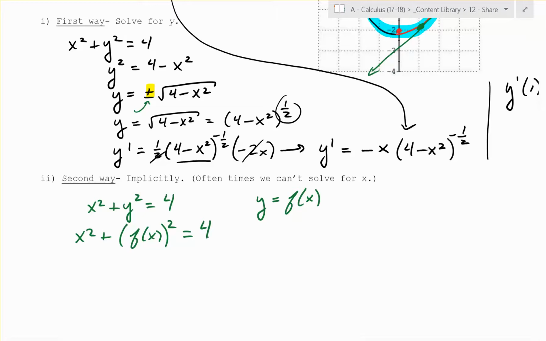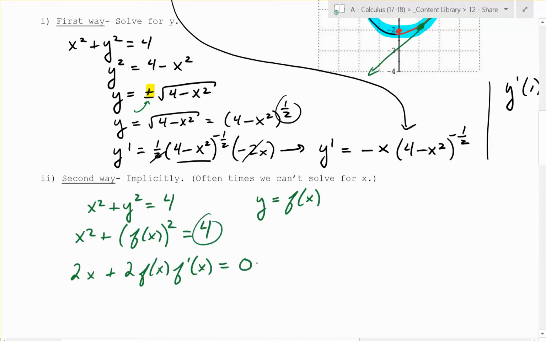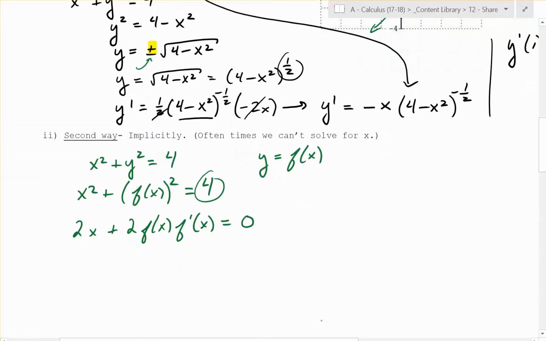So if we differentiate this with respect to x, the derivative of x squared is 2x. The derivative of the next term is going to be 2 times f of x, but because of the chain rule, we need to multiply by the derivative of f. And remember, the derivative of a constant is 0. Now we can substitute back in f of x is y, and f prime is y prime. So we have 2x plus 2y, y prime is equal to 0.